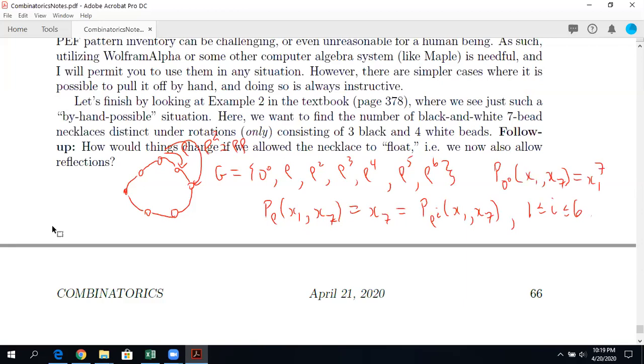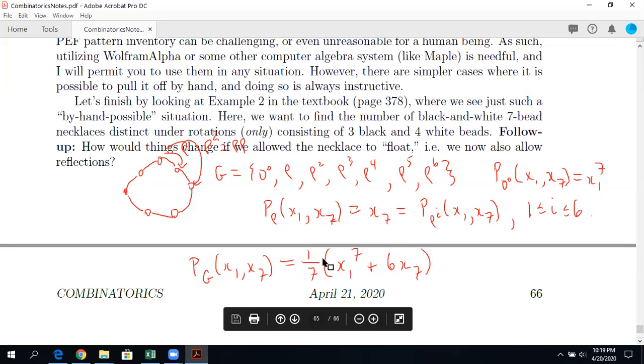So what are we going to get for the cycle index polynomial, P_G of x1 through x7? Well, it's going to be a 7th, so we have to take care of our symmetries by dividing by the size of the group. Then it's going to be x1 to the 7th, and then I have a whole bunch of these x7 terms. How many of them? Well, 6, so plus 6 x7.